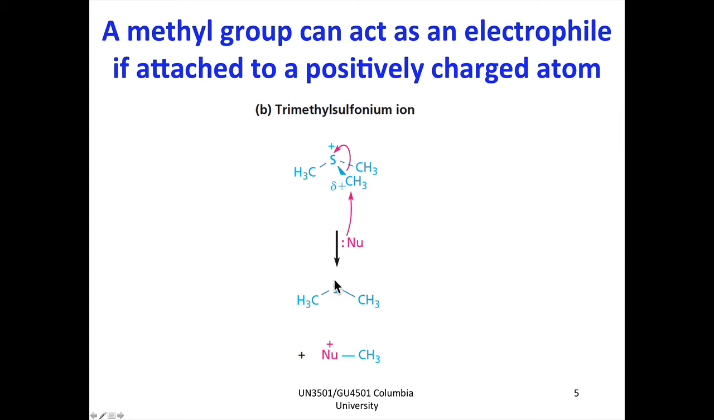That makes a neutral sulfur because it started out as a +1 formal charge. So now with the minus charge of these 2 electrons coming in from that bond, it's now got a neutral sulfur and a positively charged nucleophile. So that's actually what we would call a methylation or methyl transfer reaction, where we're transferring the methyl from the sulfur onto the nucleophile.